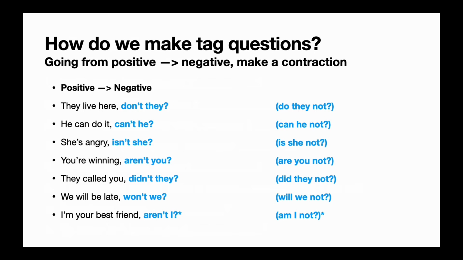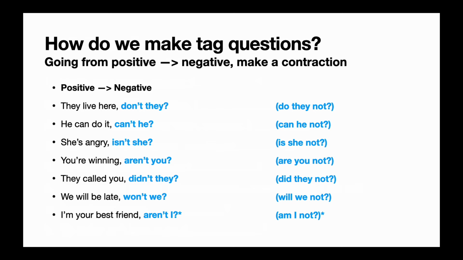You're winning, aren't you? They called you, didn't they? We'll be late, won't we? And I'm your best friend, aren't I? This last example is a little different because we don't say I are, we say I am your best friend.